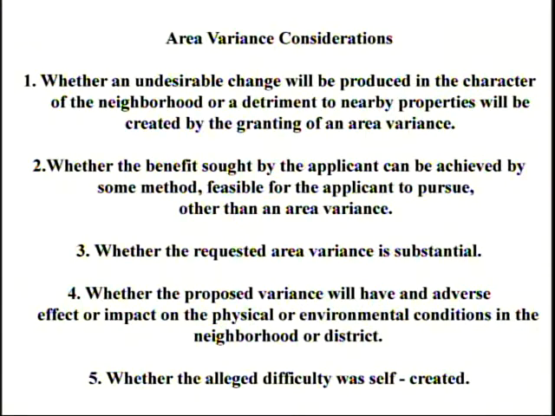Number 1, whether an undesirable change will be produced in the character of the neighborhood or a detriment to nearby properties will be created. Number 2, whether the applicant has other feasible alternatives. Number 3, whether the variance is substantial. Number 4, whether an adverse impact on the environment will be created. Number 5, whether the alleged difficulty is self-created.